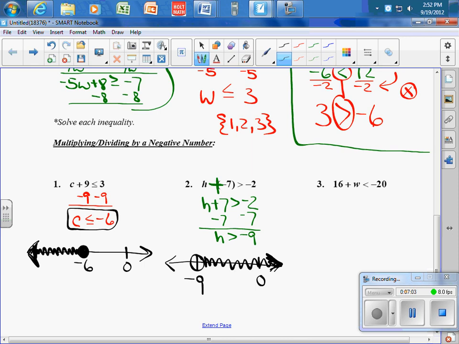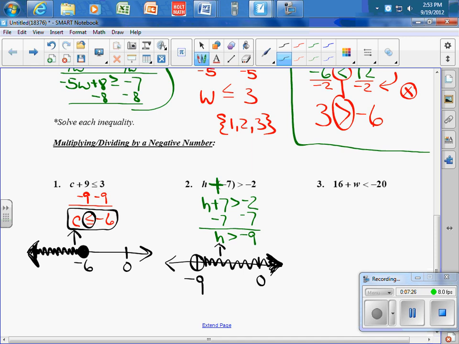Now notice that we're following the direction of the arrow, so to speak, when we go to shade. Back here, number 1, less than, it's pointing to the left, so we'll shade to the left. In number 2, it's pointing to the right, we're going to be shading to the right. And that only works when the variable is on the left side of the inequality sign.